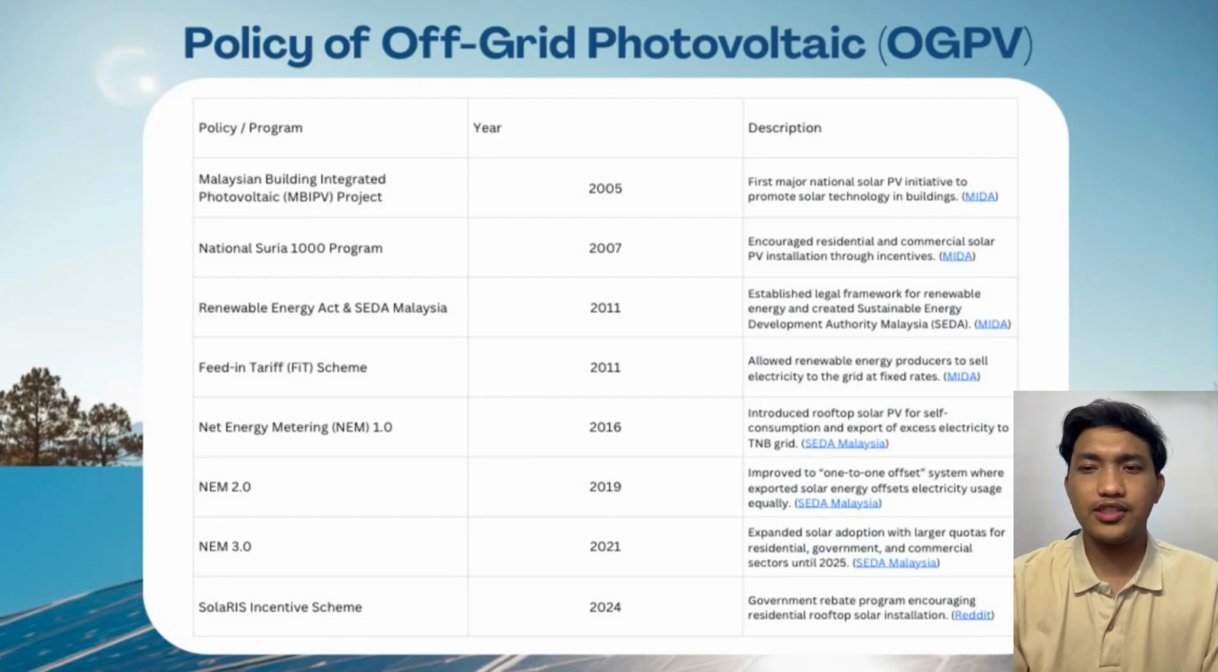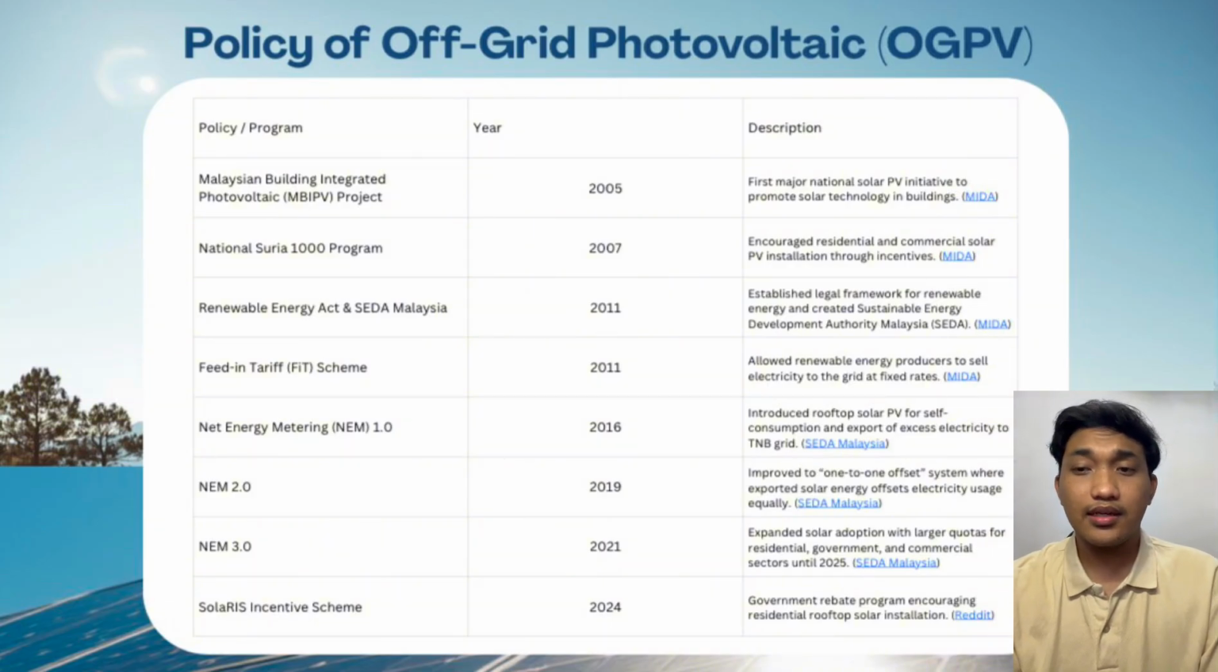Policy of OGPV. Off-grid photovoltaic system in Malaysia started mainly as rural electrification projects before 2005. The estimated off-grid solar capacity reached around 5 to 6 megawatt in 2006 and has continued growing through rural microgrid and hybrid battery system, especially in Sabah and Sarawak. However, exact yearly installation data remains limited because many off-grid systems are not officially recorded under national grid programs.